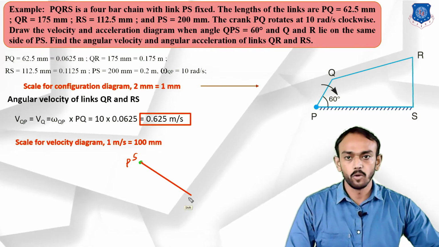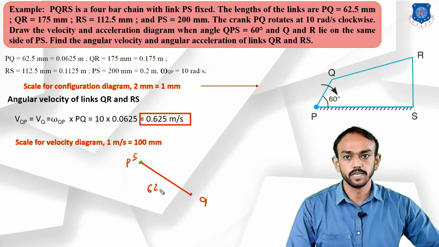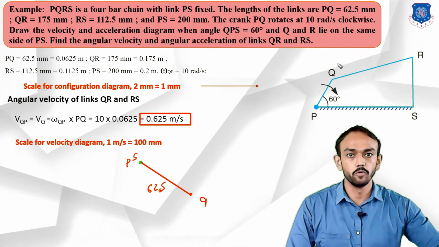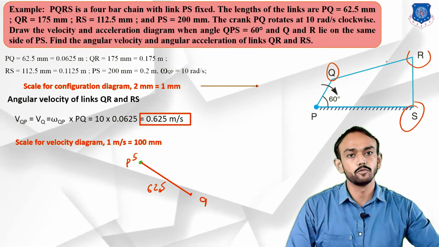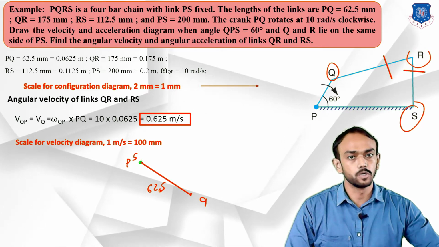Okay, and this point you will find here is Q, and this length is 62.5. Now as you know that we have Q, we find Q. Now we will find R. So we have to take the perpendicular to QR and perpendicular to RS.